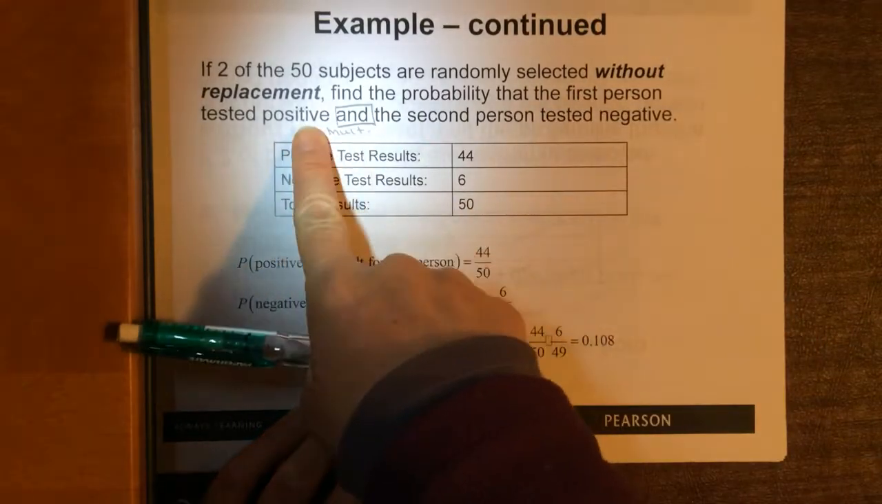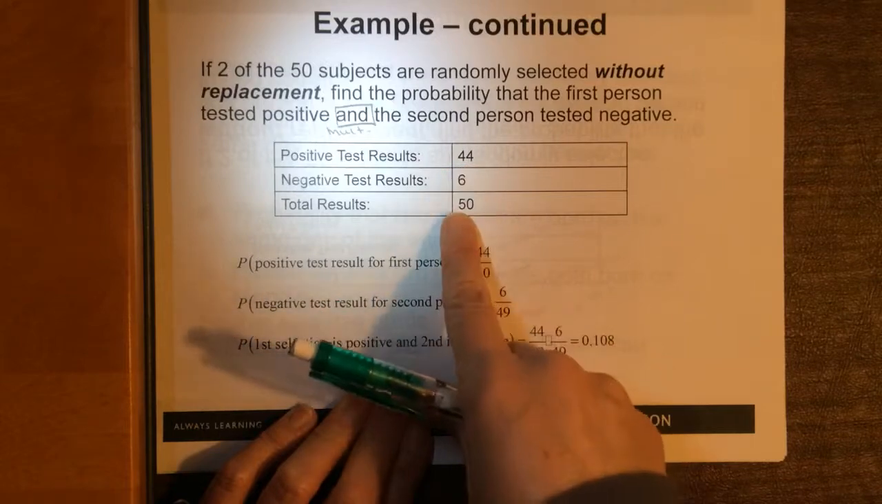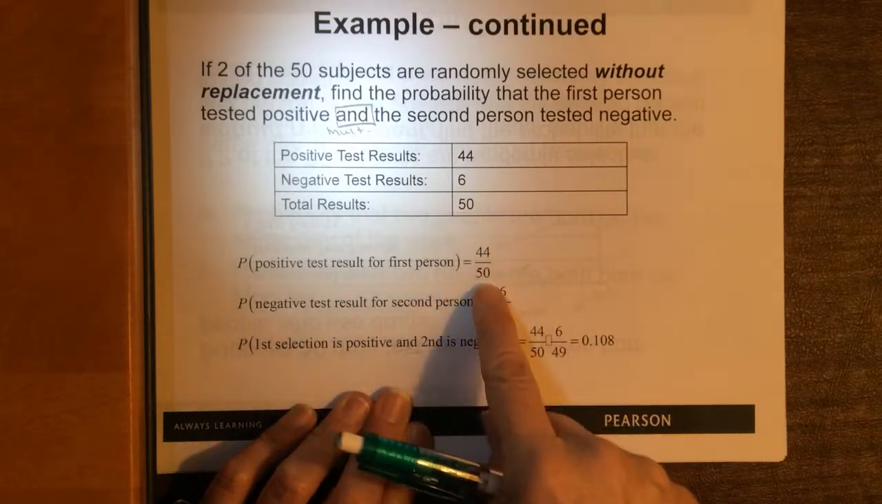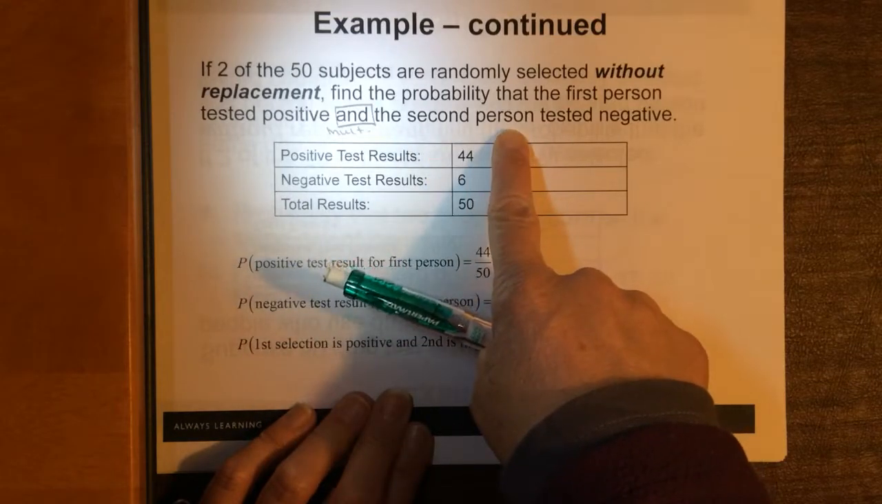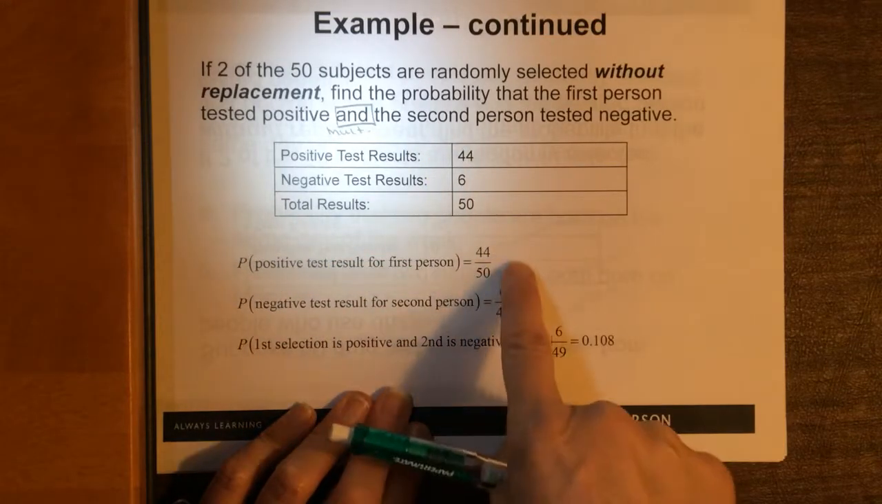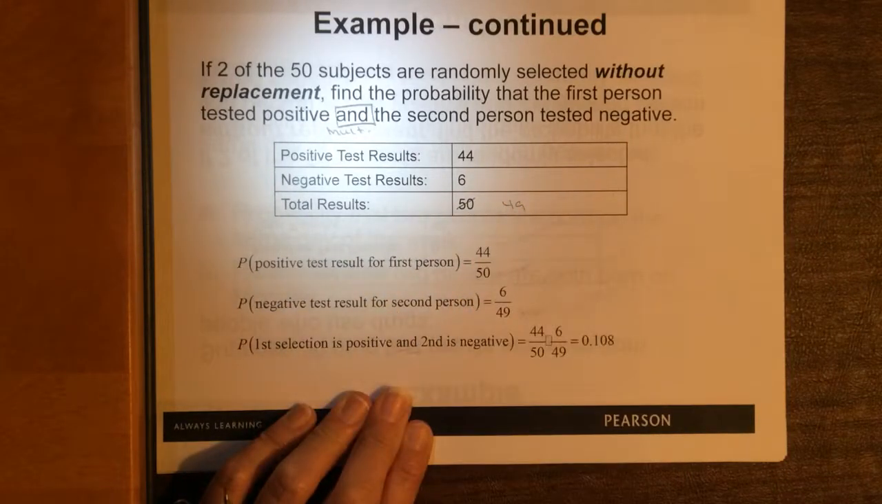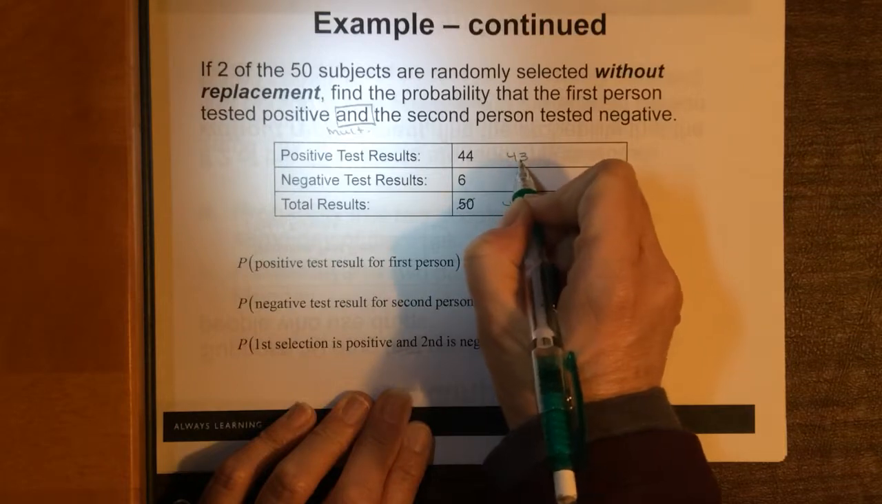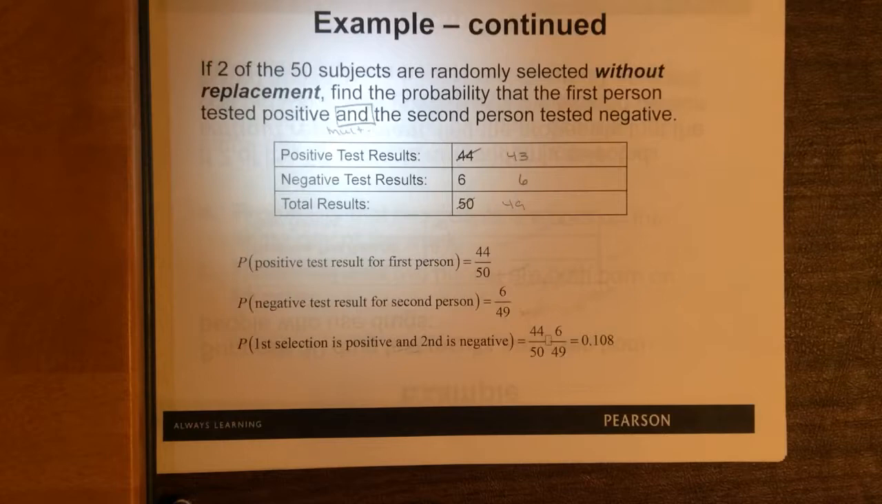So the first person tested positive, there are 44 of those out of 50 total people. So there's my probability that if I pick one person, that person will have tested positive. Now I have to look at the second person, knowing that the person I picked is out of the mix. So now I only have 49 people, and I only have 43 that are positive, but I still have 6 that are negative because I didn't pick a negative test result person.